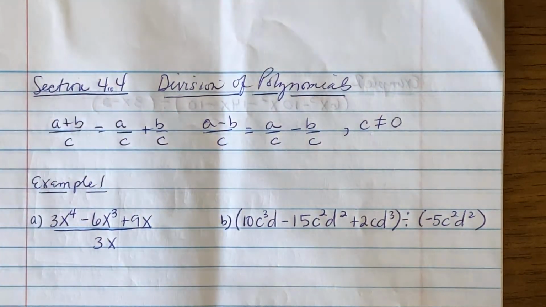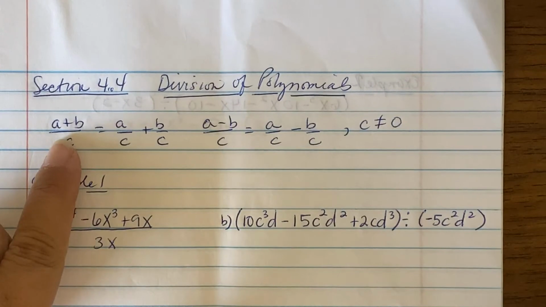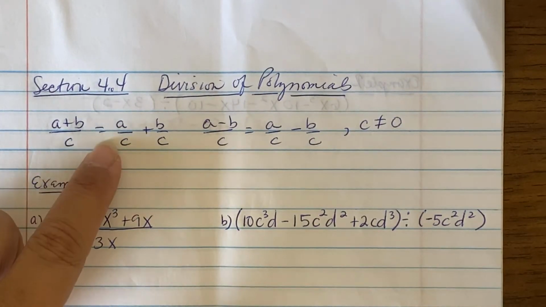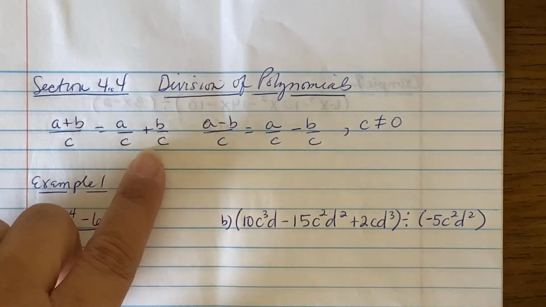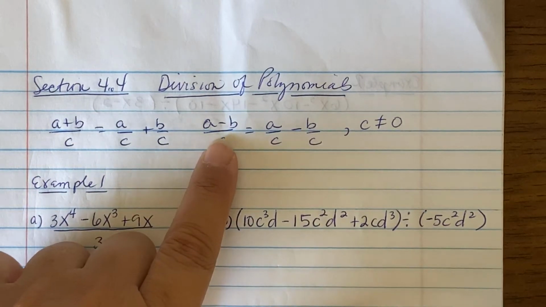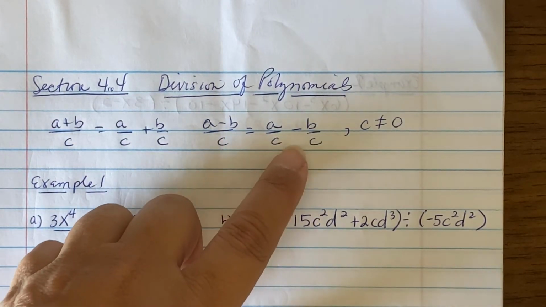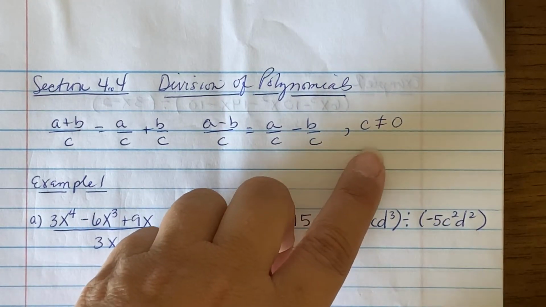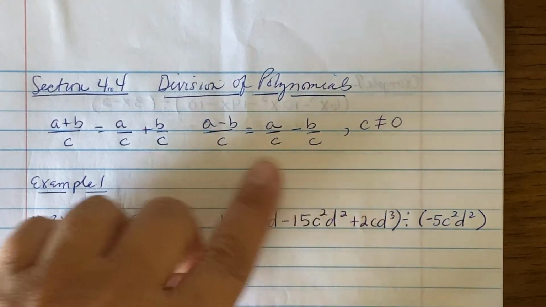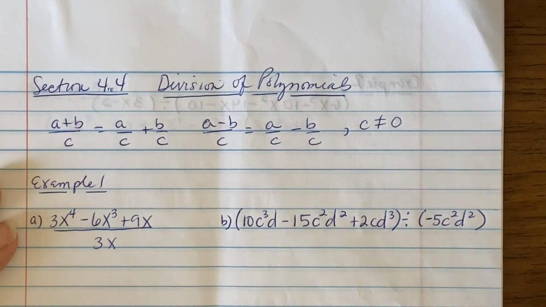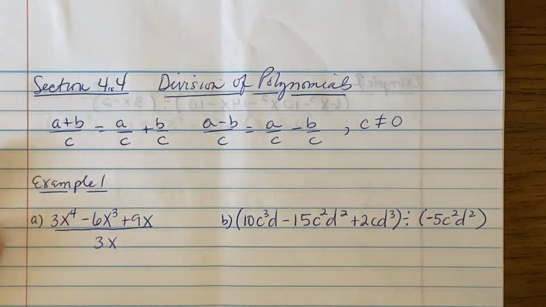Section 4.4, division of polynomials. So we see a plus b over c is the same thing as writing a over c plus b over c. If we see a minus b over c, it's the same thing as writing a over c minus b over c, respectively, where c does not equal 0. Remember, 0 in the denominator does not exist at this time without taking the limit of the function.